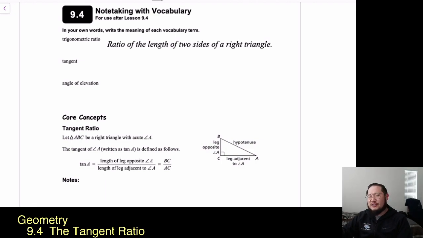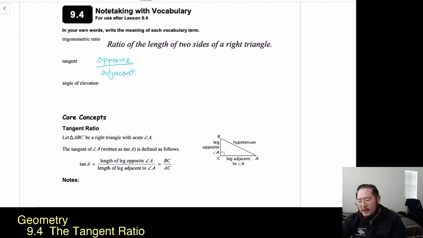We have that first definition, a trigonometric ratio, which is a ratio of the length of two sides of a right triangle. Specifically, when we're dealing with these problems, we are talking about a right triangle. Now, what is tangent? When we say tangent, the sides of a triangle are the opposite and adjacent sides. So for tangent, I'll put opposite over adjacent. And that right there is the tangent ratio.